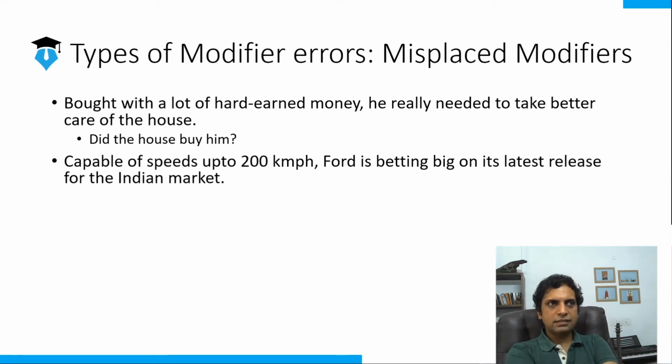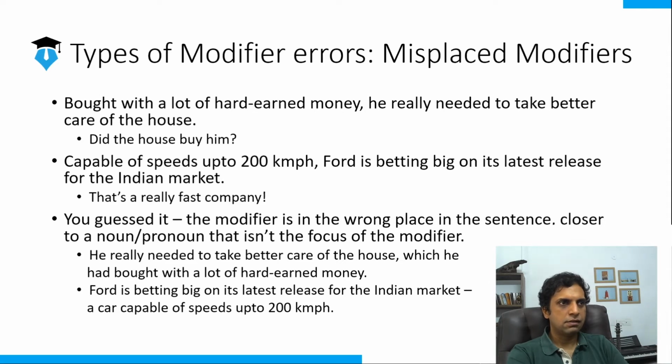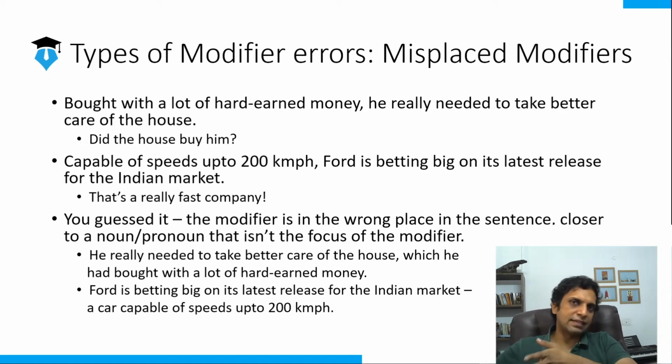So how do you correct that? Again, by changing things around. Ford is betting big on its latest release for the Indian market. A car capable of speeds up to 200 kilometers an hour. So basically a misplaced modifier is when the subject of the modifier is in the sentence, but is very far away from the modifier. The modifier is actually next to something else, another noun or pronoun, which it could be describing, but it doesn't fit from the context.